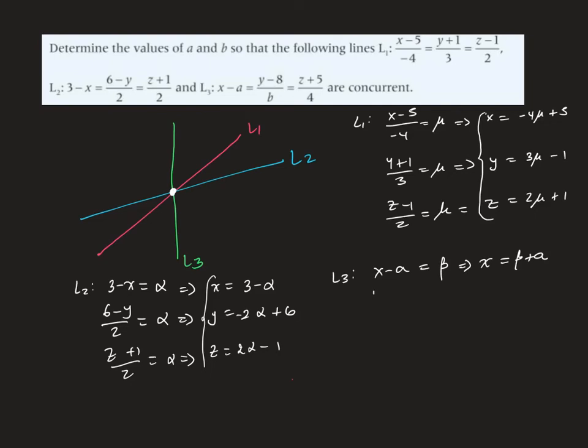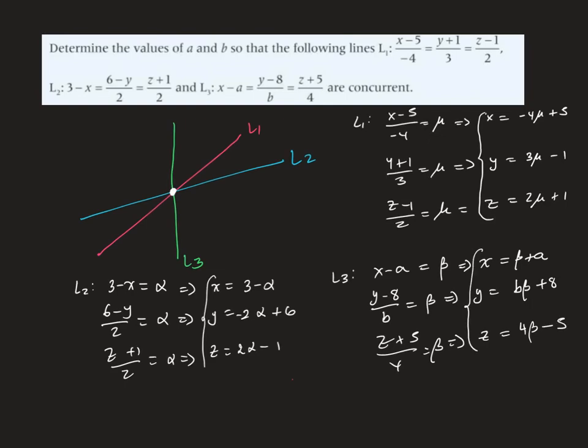Now y minus 8 over b is equal to beta. That means y is b beta plus 8. And finally, z plus 5 over 4 equals beta. That means z is equal to 4 beta minus 5. So now we got my three equations, here and over there.